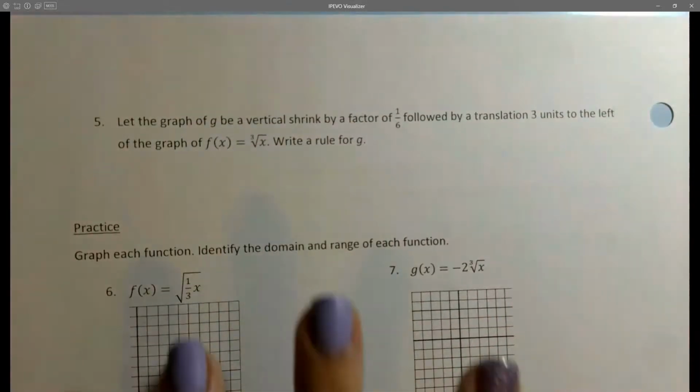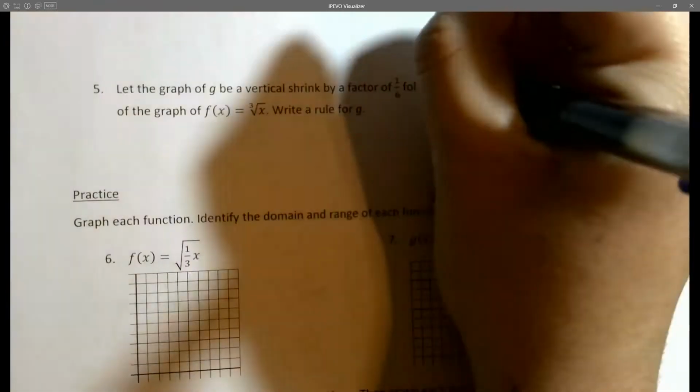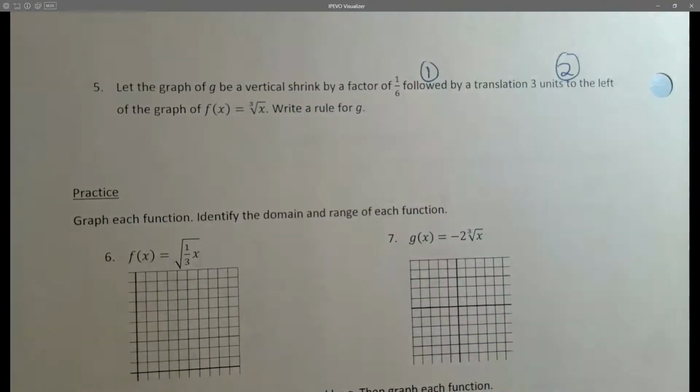Moving on, I have one word problem. It says, let the graph of g be a vertical shrink by a factor of 1/6, followed by a translation 3 units left of the graph of f of x equals the cube root of x, and write a rule for g. So there are 2 transformations going on here. The vertical shrink and then the moving left.